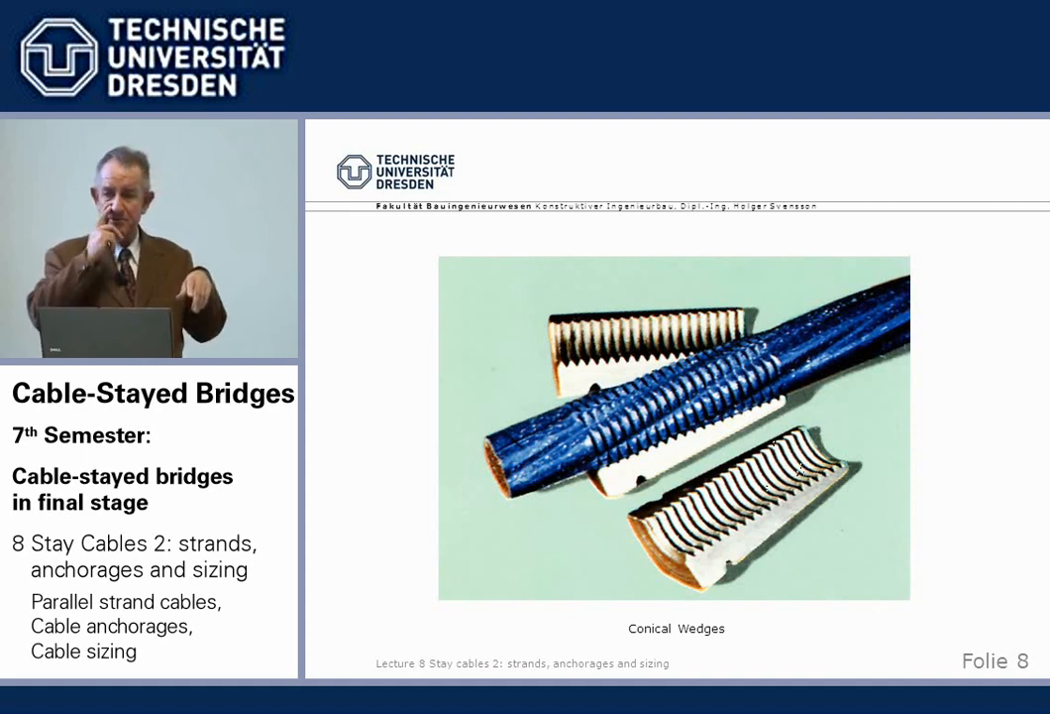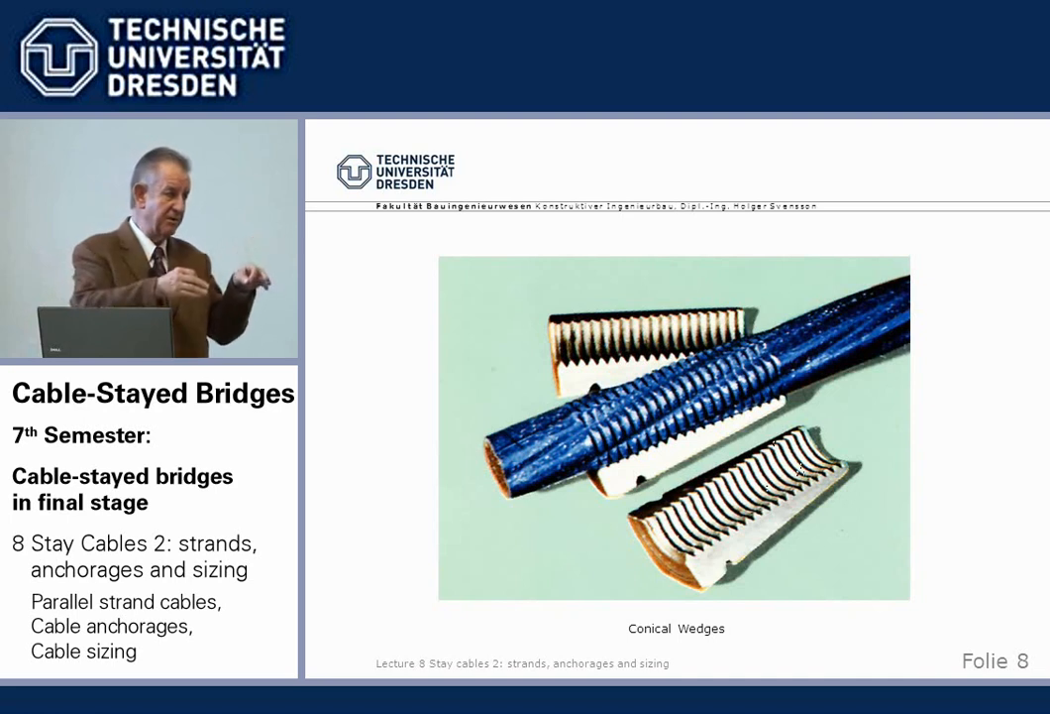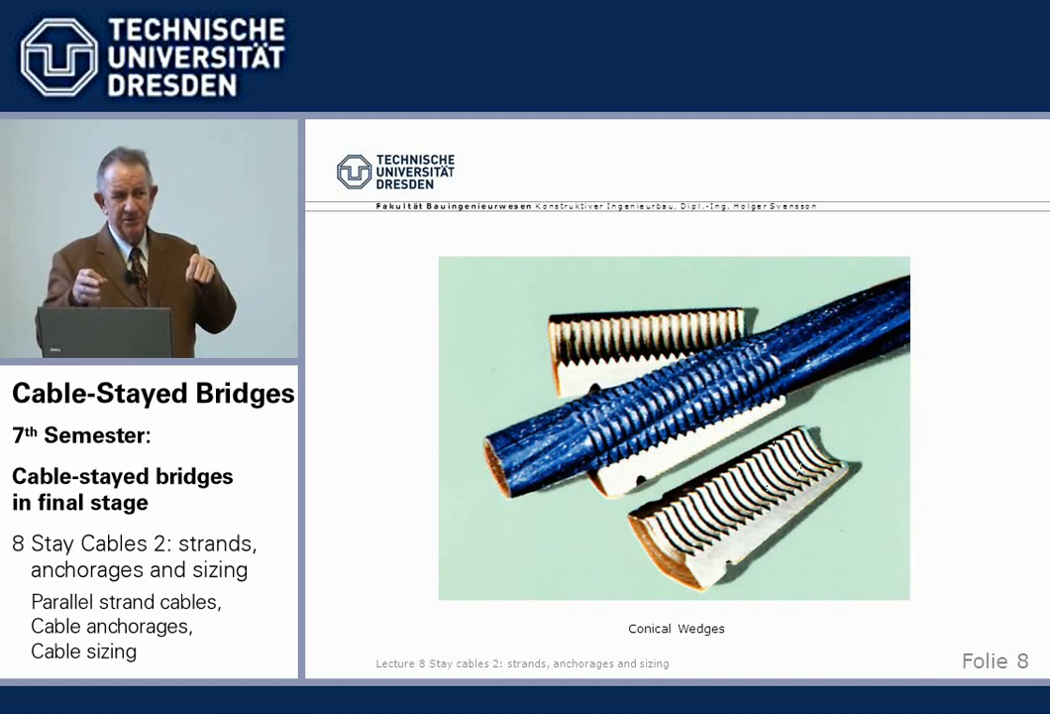You may remember from the first plate, the permissible fatigue range for parallel wire and parallel strand cables is the same with 200 Newton per square millimeter. It's a little bit advantageous for the strands, but okay, we can live with it.